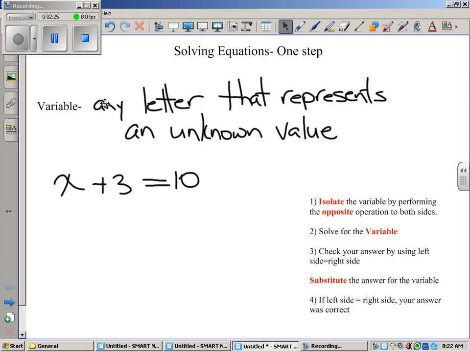Anyhow, your steps are: Number 1, isolate the variable by performing the opposite operation to both sides. Number 2, solve for the variable. Number 3, check your answer using left side versus right side. When you're doing that, you're just going to substitute the answer that you got in your equation for the variable in your check. And lastly, when you get done your check, if your left side is equal to the right side, your answer was correct.